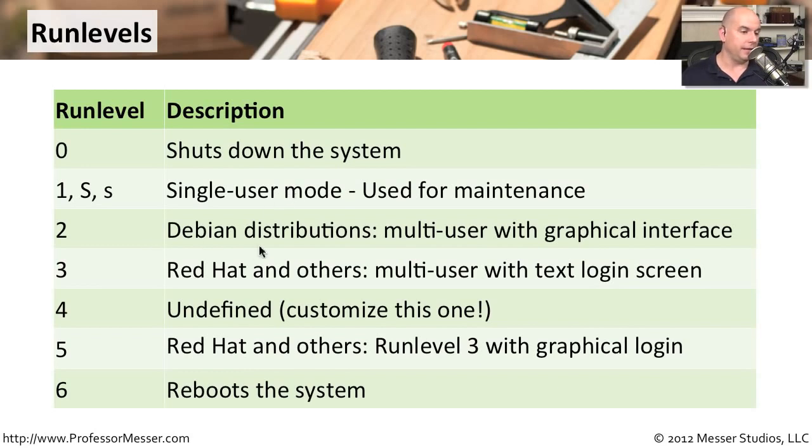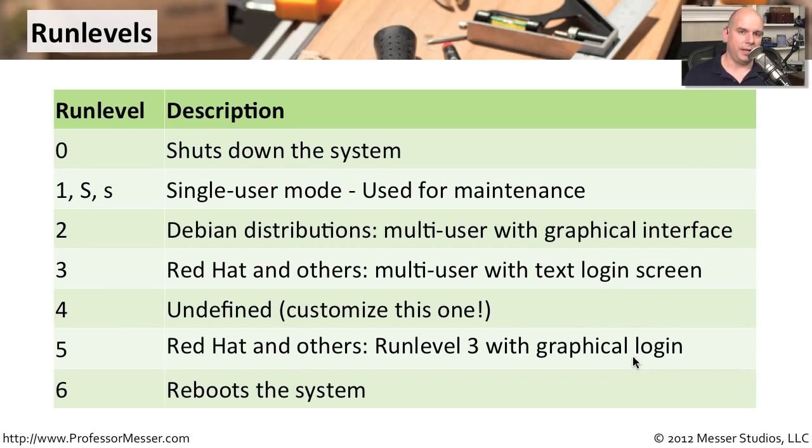Run level 2, if you look at Debian distributions, is a multi-user mode that has a graphical interface associated with it. Run level 3, especially in Red Hat distributions and others like that, starts up in a multi-user mode, but it only gives you a text-based login screen. Run level 4 is usually completely empty. That's one that you can customize to be your special run level mode, and I'll show you how to do that in just a moment. Run level 5, with Red Hat and many others, is very similar to run level 3, but now you get the graphical login screen.